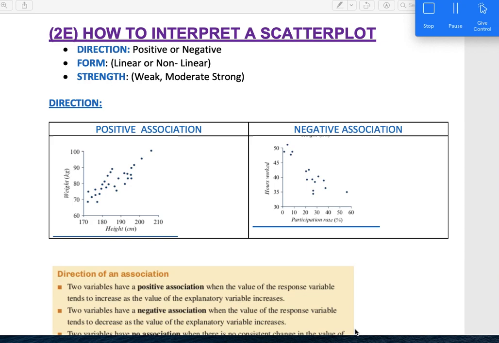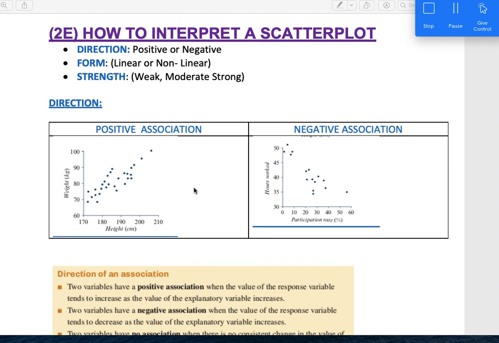Describing our scatter plots. The other day, in the last lesson, we worked out how to do the scatter plots on the calculator and be able to produce them. Remember, a scatter plot is when we have two numeric variables. You can see in these examples in the picture here, we've got height and weight that we're looking at. They're both numerical, and then the other one's participation rate and hours worked, okay?